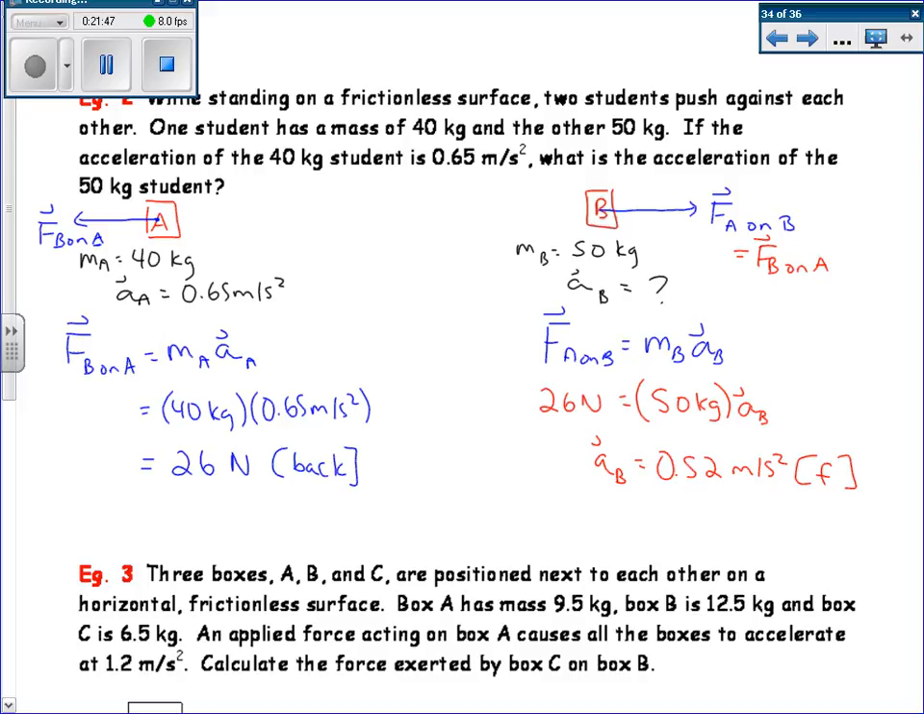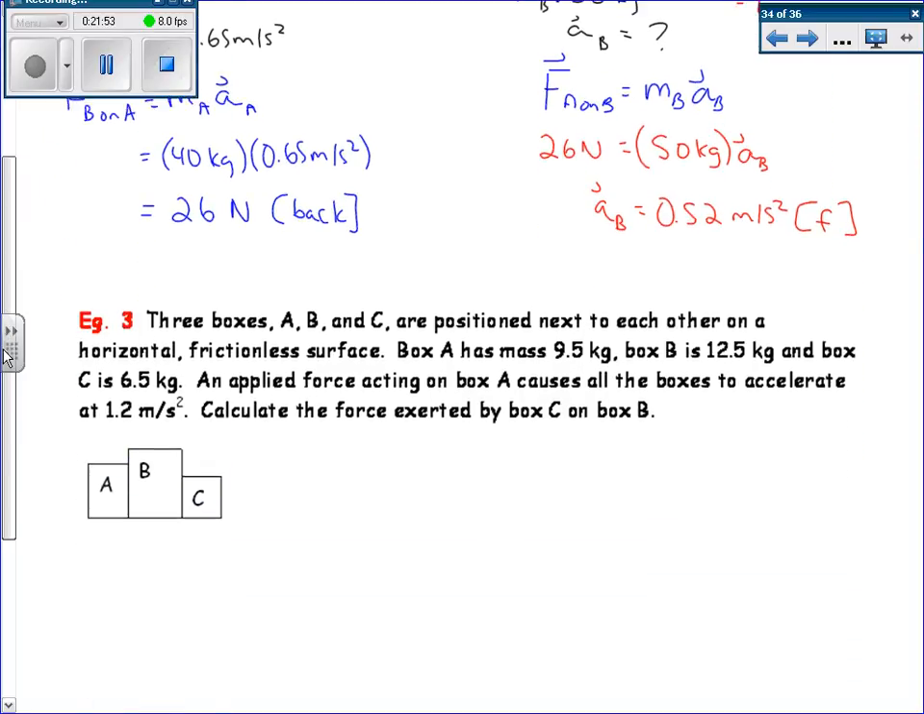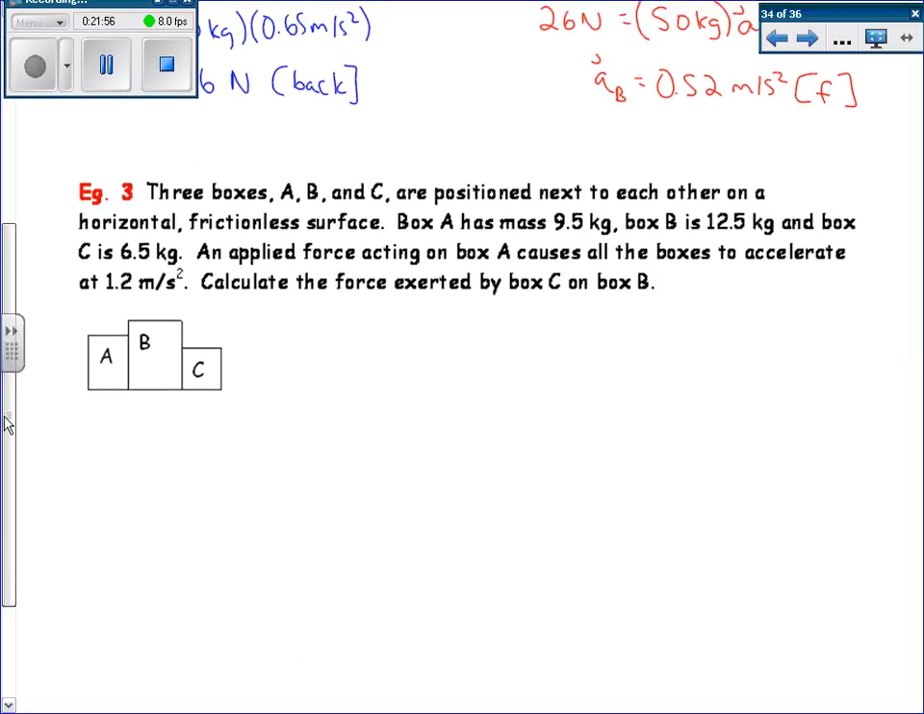Okay, so we'll try a slightly more complicated example, one that has three. So three boxes, A, B, and C, are positioned next to each other on a horizontal frictionless surface. Box A has a mass of 9.5 kilograms. Box B is 12.5 kilograms, and box C is 6.5 kilograms. An applied force acting on box A, so there's a force being pushed forward on box A, causes the boxes to accelerate at 1.2 meters per second squared. So now here's another thing.